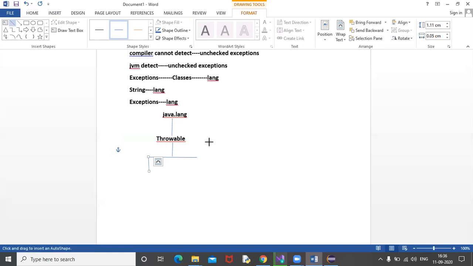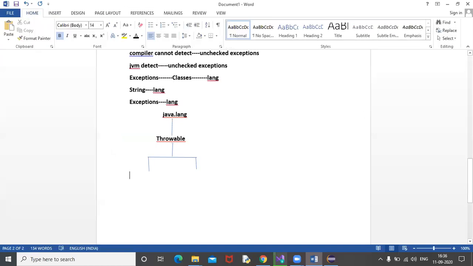One more like this, and one is called error. Error, I already discussed it. Automatically it is coming in red. Error means that's why it is coming in red, danger.